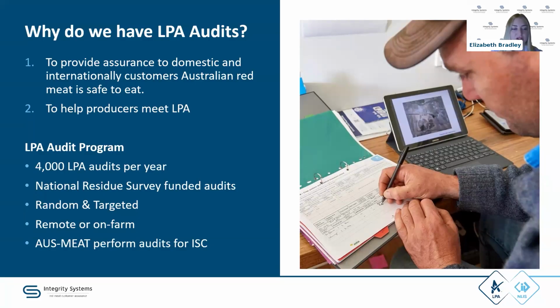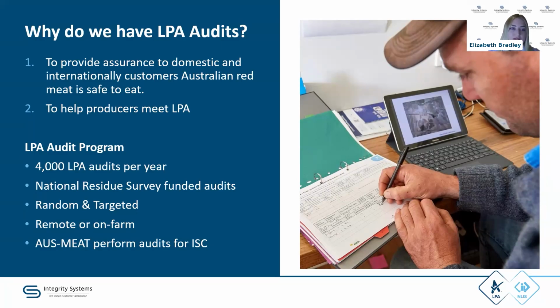So if you're keeping your NLIS up to date and you're doing your NVDs correctly, it's less likely you'll get targeted for an audit. And random audits are picked, as we say, at random to make sure we keep the travel costs low around those targeted audits. So we do 4,000 a year. There's a mix between random and targeted. And Trish will talk soon about the remote audits, but we can do them remotely where we don't actually come to the property and we do a different process, or we come and have a visit on the farm.